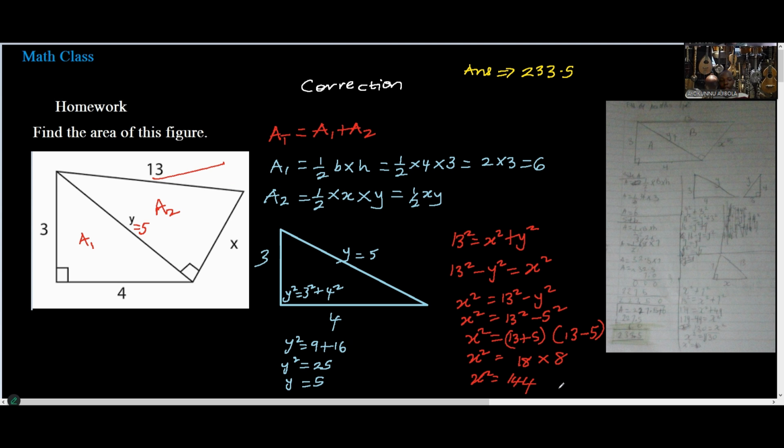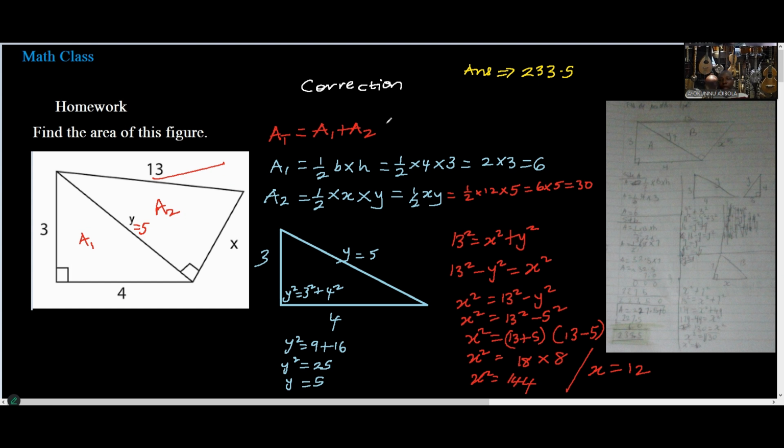Yes. Then you can say x equals 12 because it's 12 squared that gives us 144. Exactly, right? Yes. Okay, good. So once we know that, we can come back to find our area 2. That will be half of x times y, right? What is half of 12? 6 times 5, and this is going to be 30.